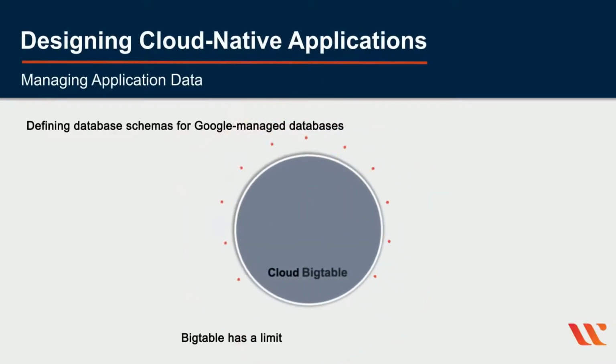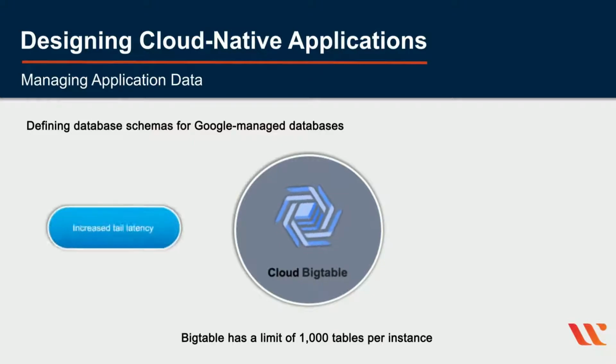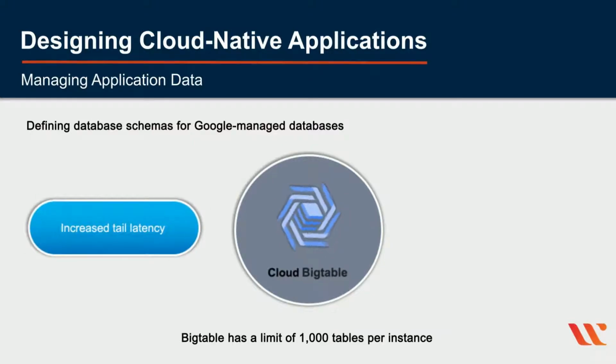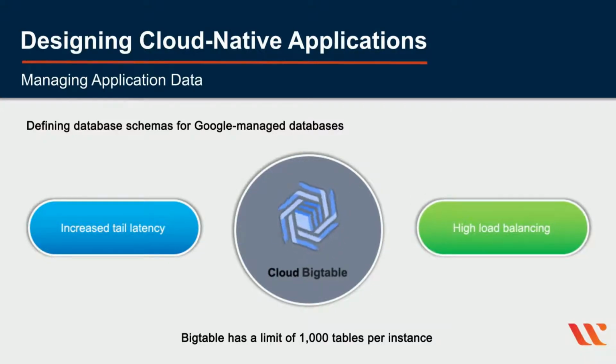Bigtable has a limit of 1000 tables per instance, but in most cases you should have far fewer tables than that. Creating many small tables in Bigtable is an anti-pattern for a few reasons. Sending requests to many different tables can increase the backend connection overhead, resulting in increased tail latency. Having multiple tables of different sizes can disrupt the behind-the-scenes load balancing that makes Bigtable function well.